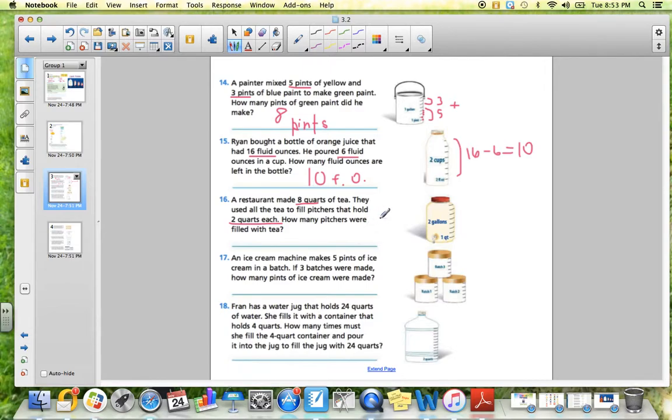So we have 8 total, which is right here. And they poured it out into groups of 2s. So we're going to divide it by 2 to find out how many pitchers. And 8 divided by 2 is 4. So our answer would be 4 pitchers.